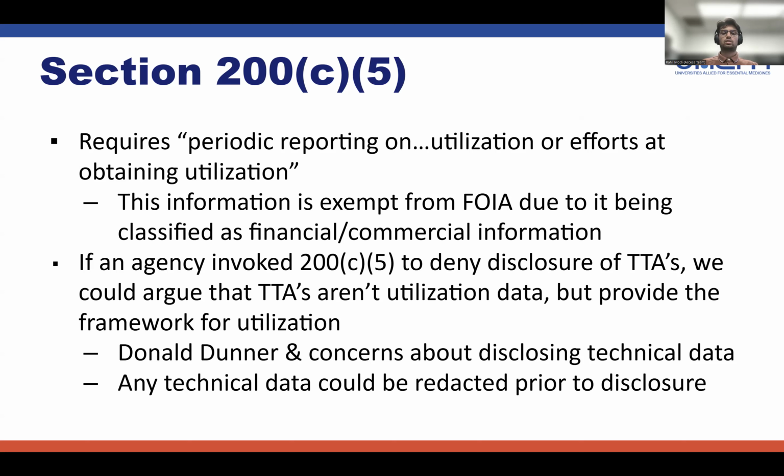And then the president of the American Patent Association, I believe is the name of the organization, Donald Gunner, had some concerns a while back that disclosure of TTAs would involve the disclosure of technical data. But as Daniel mentioned earlier, the agency could just redact that information as proprietary information and leave the rest of the document unredacted for us to see. And we don't necessarily need the technical data for our advocacy anyway. We would just need things like if they have affordable access provisions, what kind of license it is, if they're compliant with their own model licenses on their website, things like that.